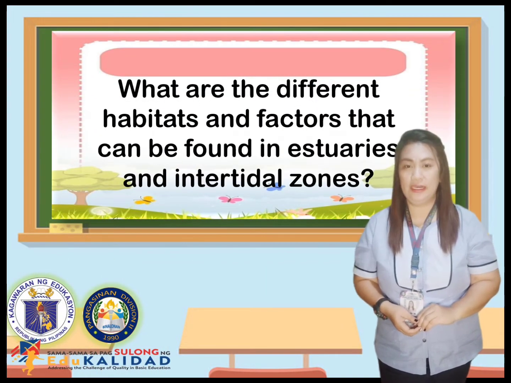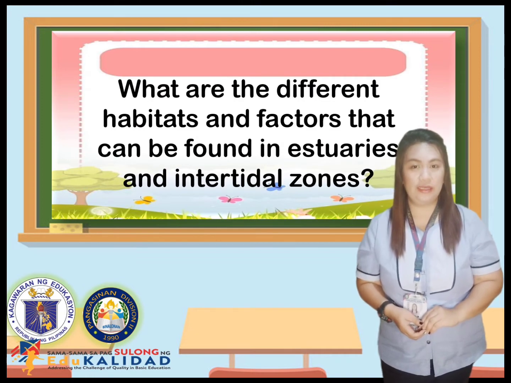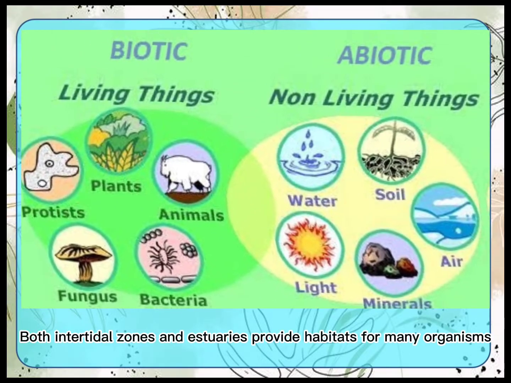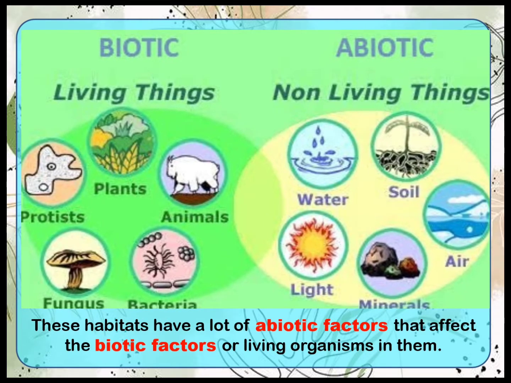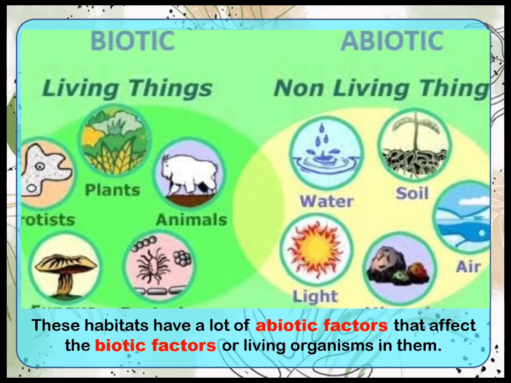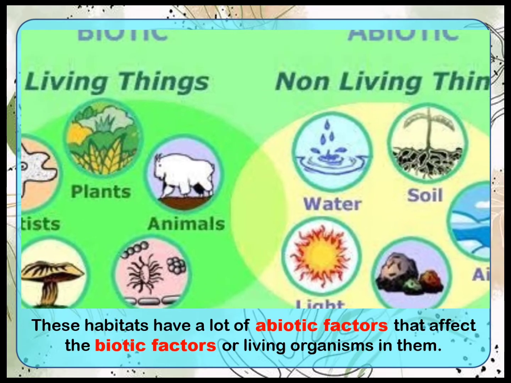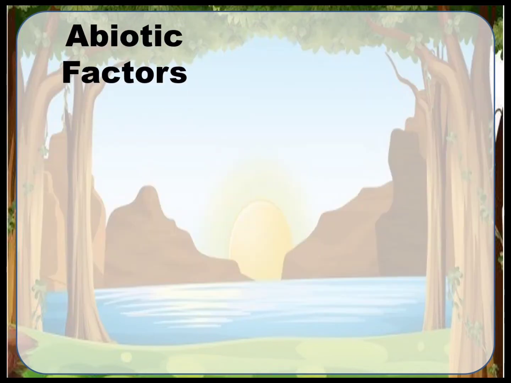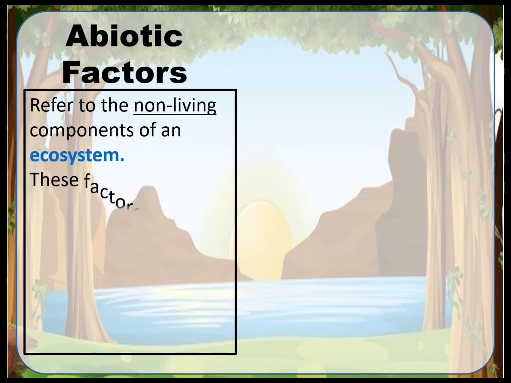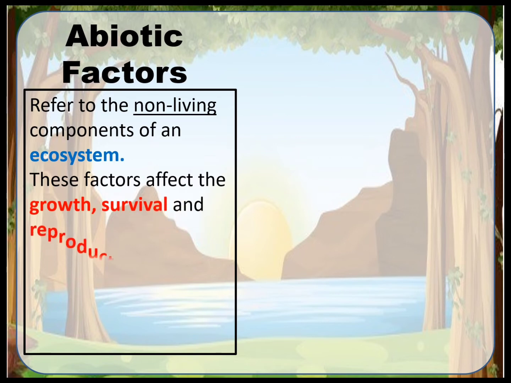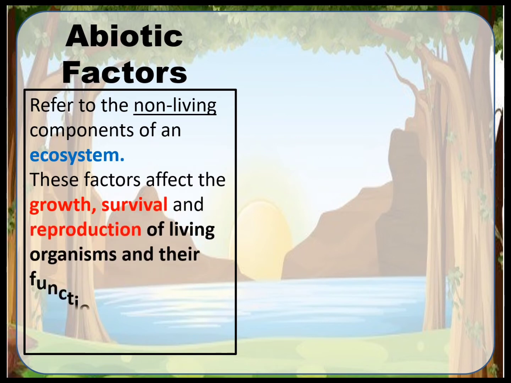What are the different habitats and factors that can be found in estuaries and intertidal zones? Both intertidal zones and estuaries provide habitats for many organisms. These habitats have a lot of abiotic factors that affect the biotic factors, or living organisms, in them. What are abiotic factors? They refer to the non-living components of an ecosystem. These factors affect the growth, survival, and reproduction of living organisms and their functions in the ecosystem.